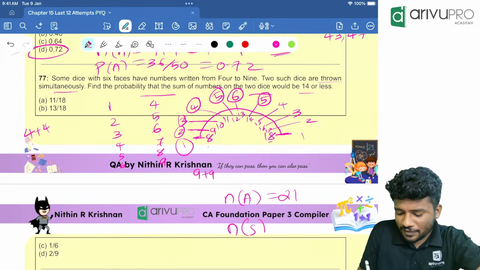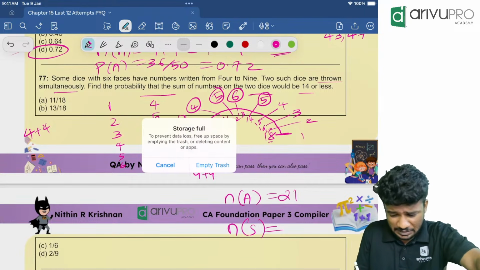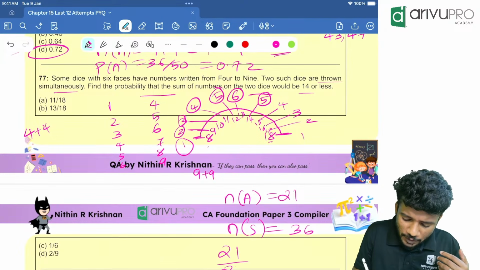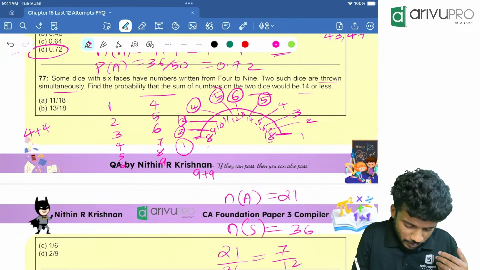n of S is anyway, we know that when a die is thrown 2 times, how much? 6 square. Only 6 faces are there. So 6 square, that is 36. So answer is what? 21 divided by 36, which is equal to 7 by 12. Something went wrong.